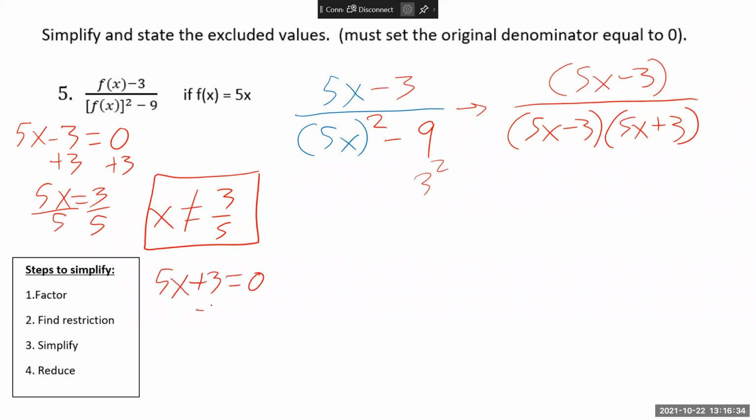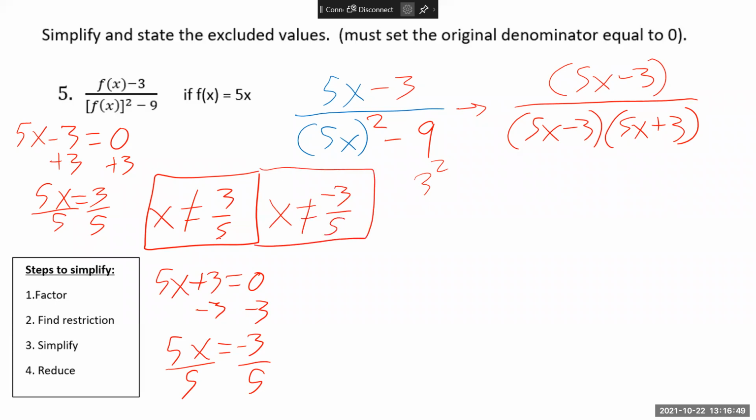equals 0, subtract 3, 5x equals negative 3, divide by 5, divide by 5. X cannot equal negative 3 over 5. Those are my two excluded values. Yes. Yep. If you want to write that as plus or minus 3 over 5, that is fine, as long as you have both.